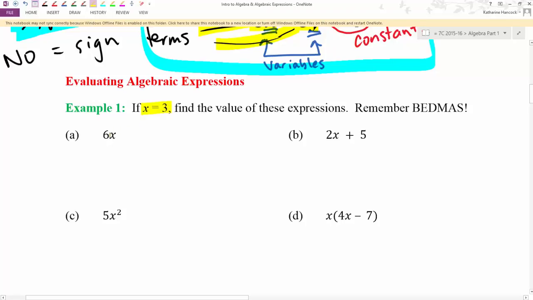So example 1. Whenever I see an x in any of these questions, I'm going to replace it with a 3. So the very first thing I'm going to do is I'm going to rewrite it.